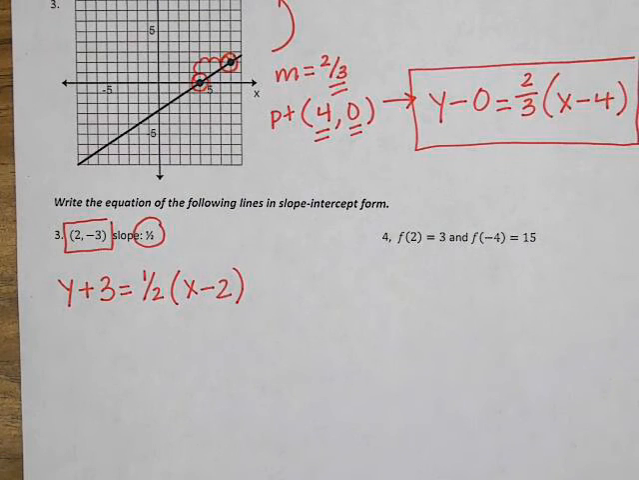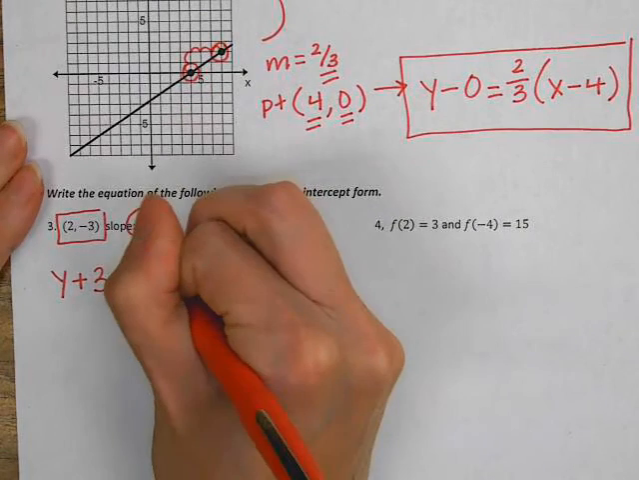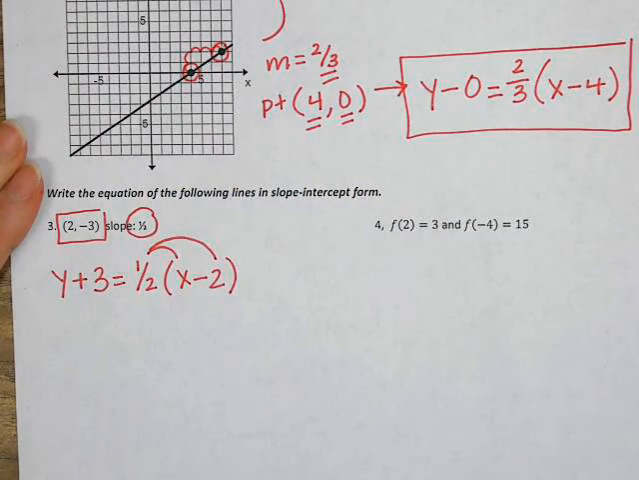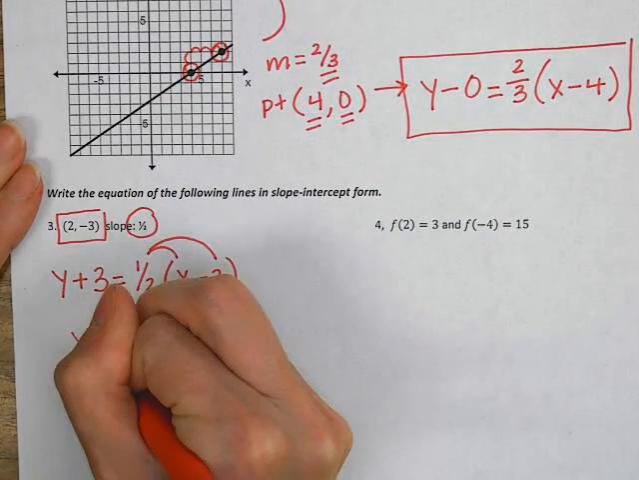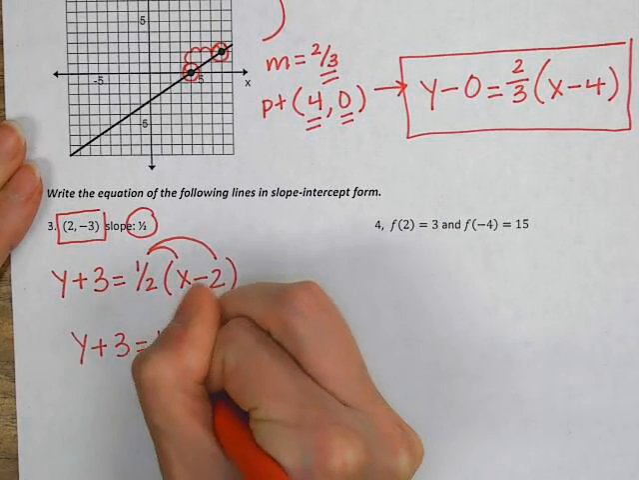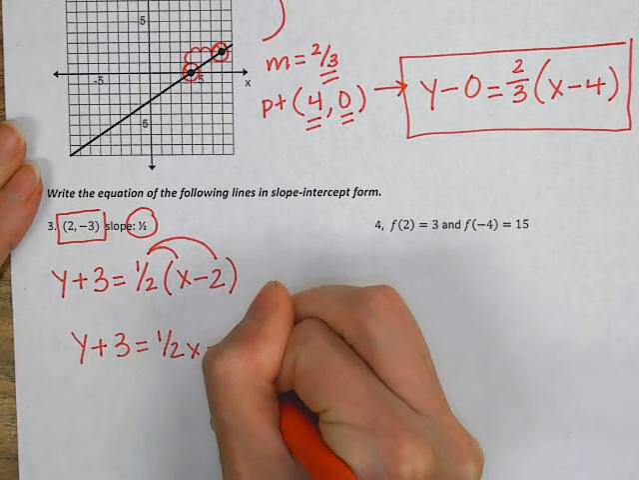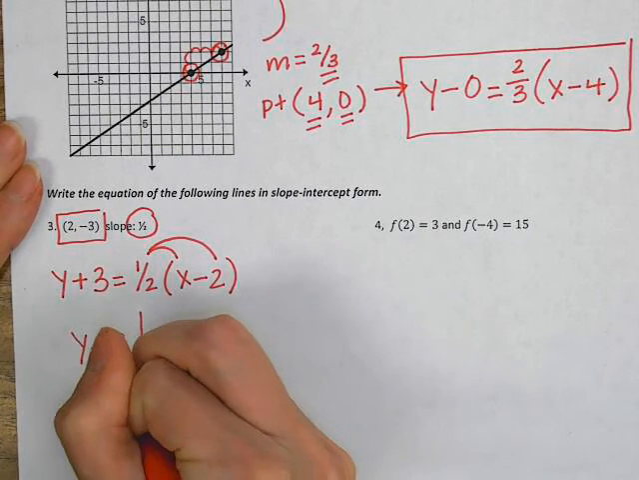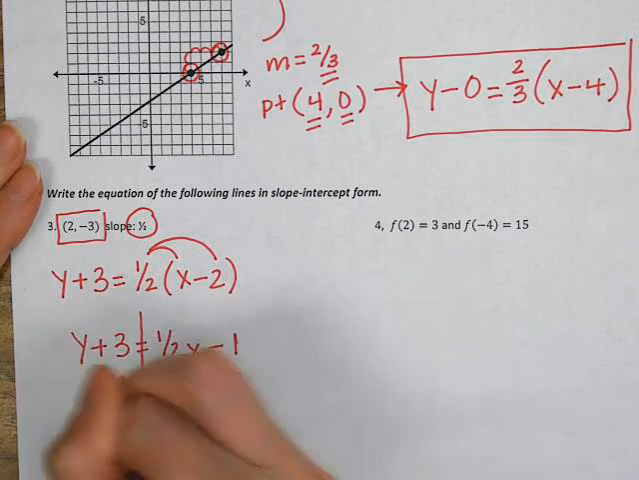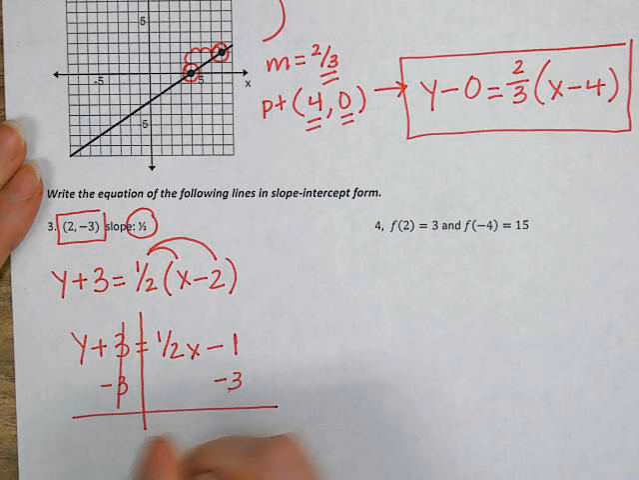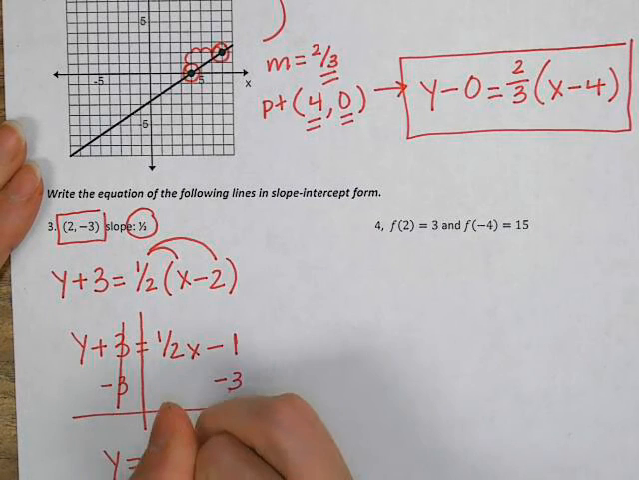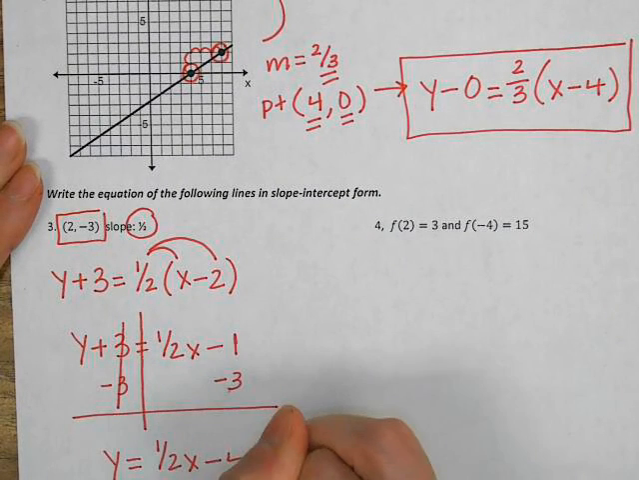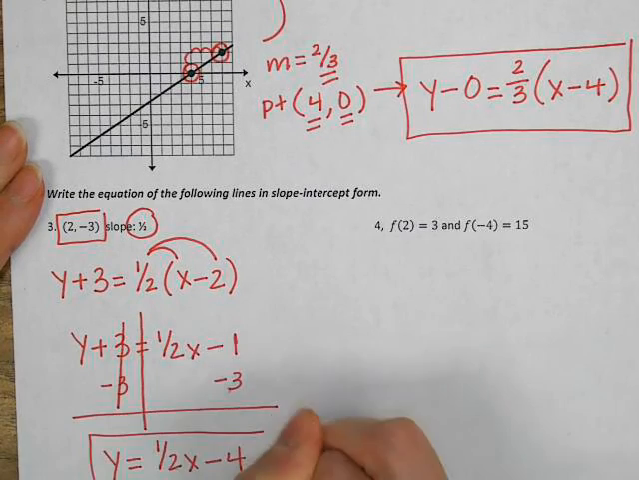But to write it in slope-intercept, we have to distribute the 1/2. So we have y plus 3 equals 1/2 x minus 1. And then to actually get y totally alone, we have to subtract 3 from both sides. And that should be our answer. y equals 1/2 x minus 4. That's slope-intercept form.